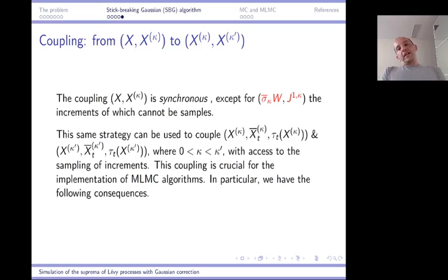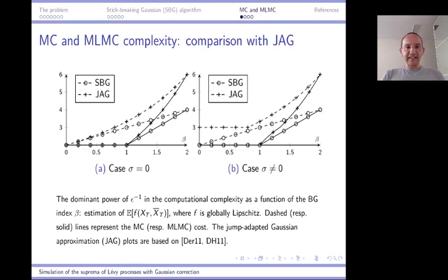Now, I can use this idea to extend to a coupling between two Gaussian approximations for different kappas, and that leads to MLMC algorithms. So let me discuss that briefly. What are these graphs describing? The x-axis is the Blumenthal-Getoor index, so the activity of the Levy process. The y-axis is the dominant power in the computational complexity of the corresponding multi-level Monte Carlo algorithm.